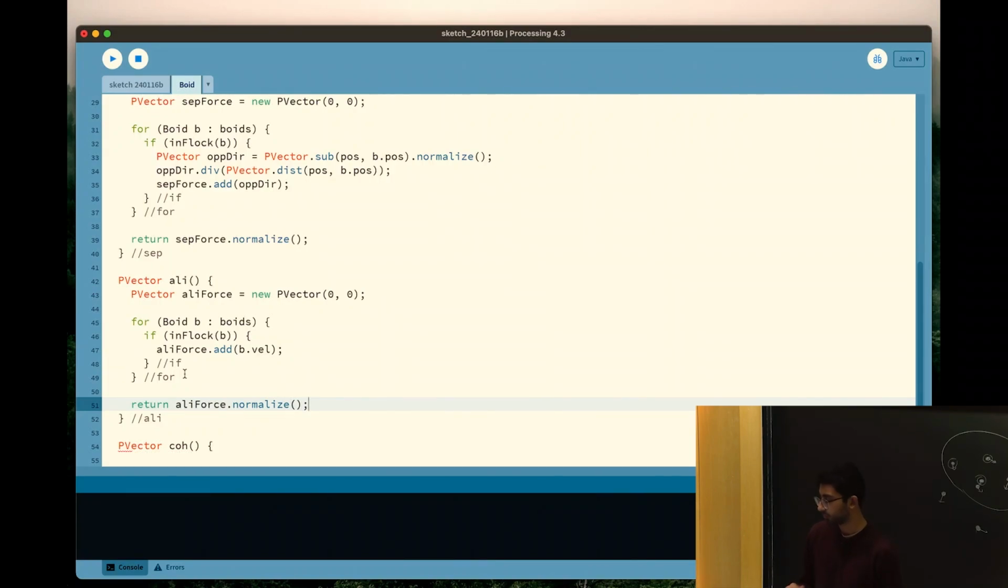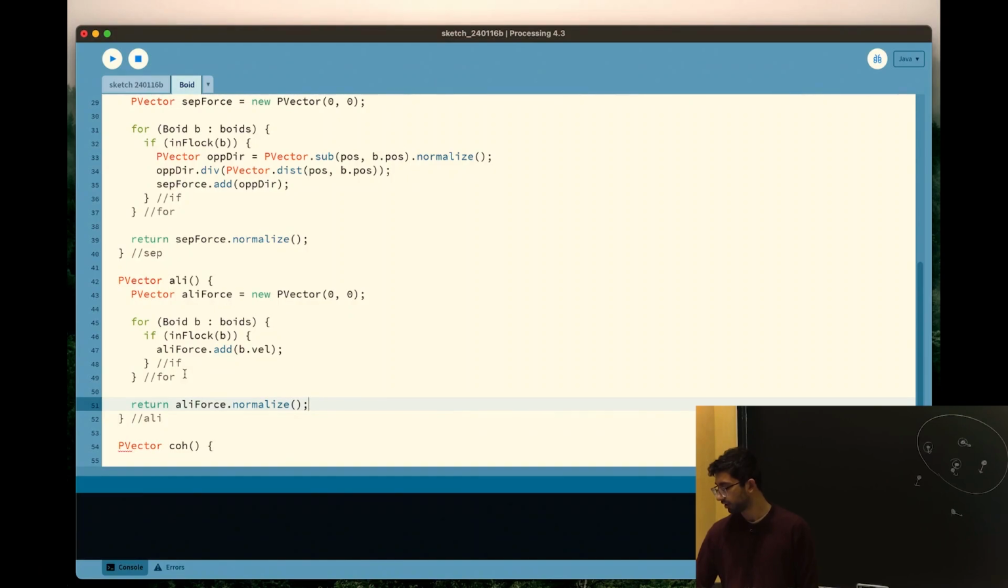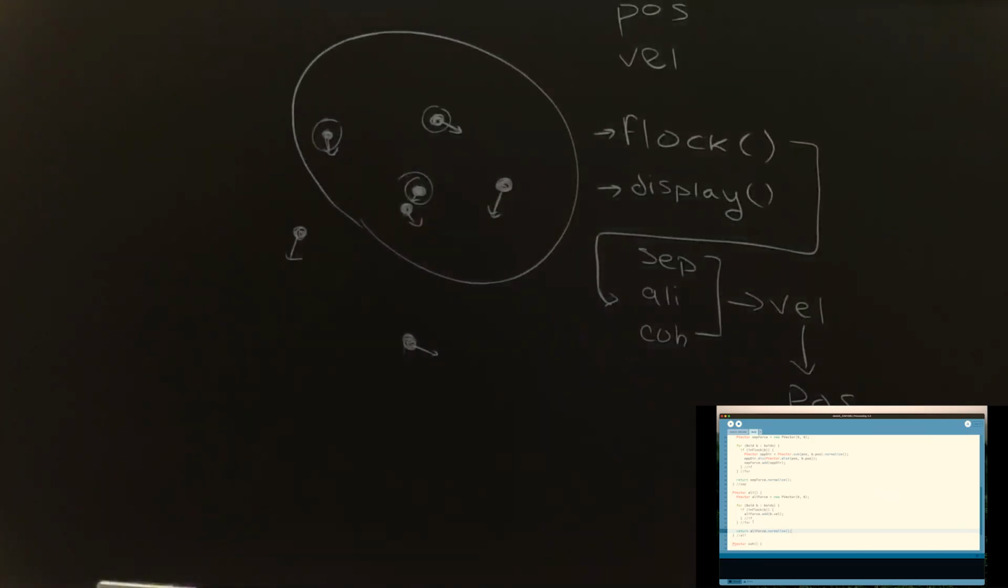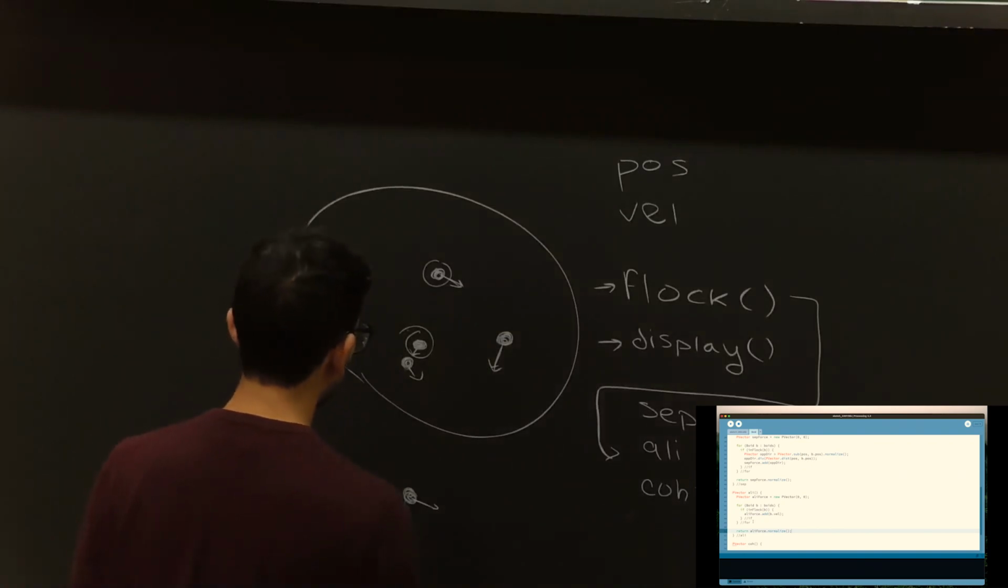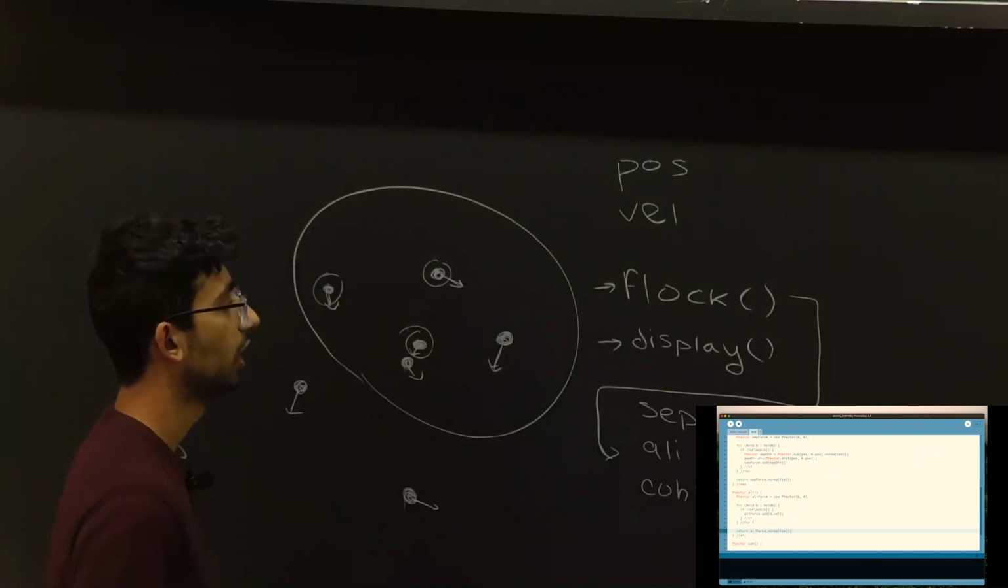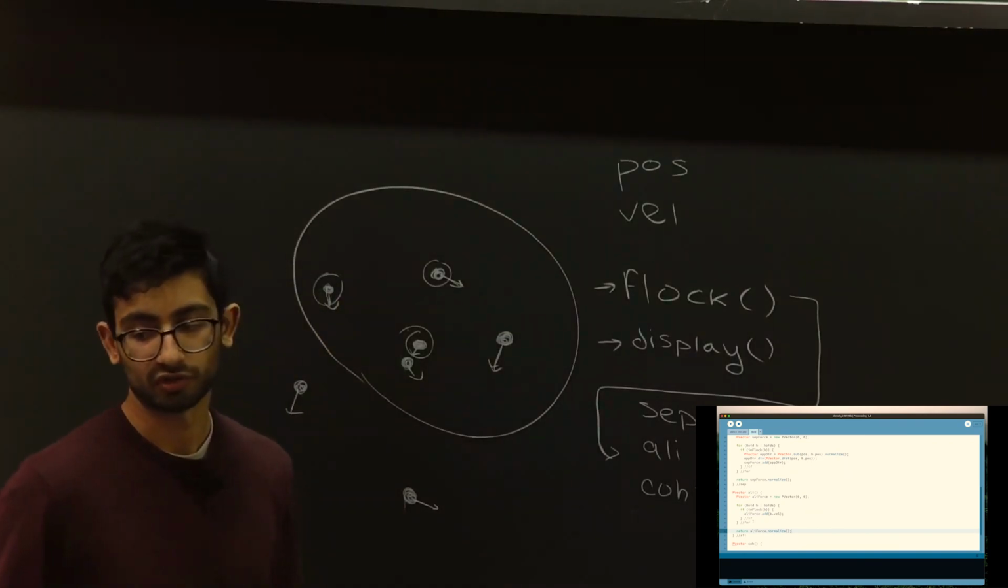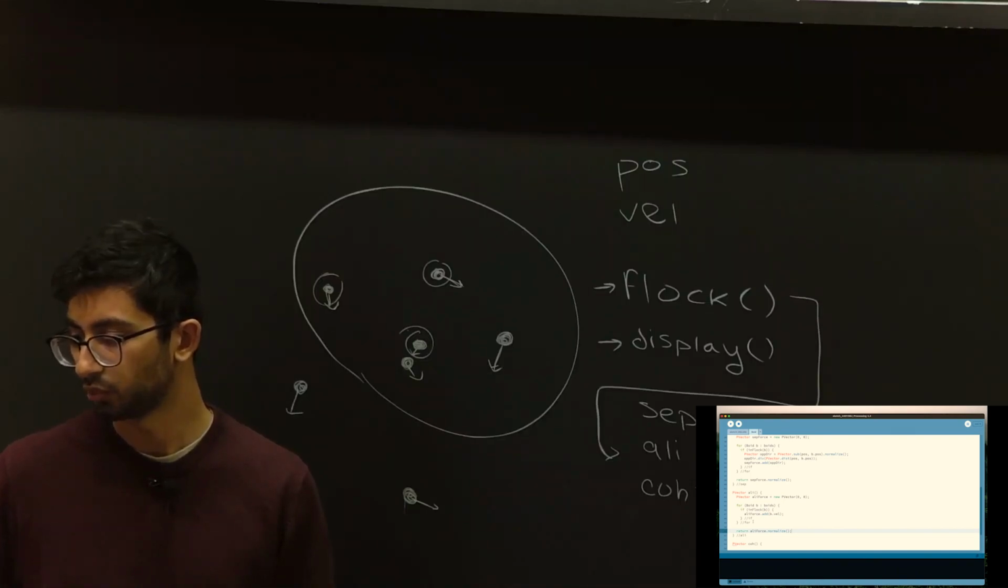All right, awesome. We're very close to being done with the hard part of this lecture. Let's go back to our whiteboard, blackboard now, and talk about cohesion. Cohesion is going to be relatively straightforward. We want to move to the center of our flock, right? That's going to be really, really important to us.